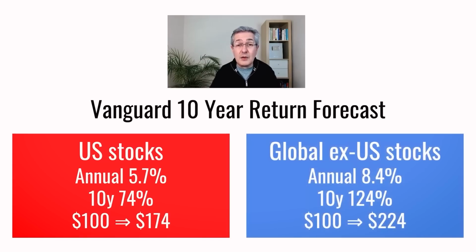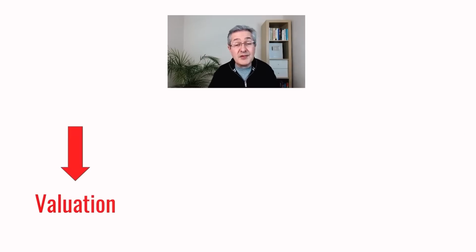However, if you look at stocks globally, excluding the US, the return's significantly higher. Now we're talking about 8.4% per year, which compounds to 124% over a decade. That's almost twice as much, and your $100 will now be turned into $224. So what's behind this outperformance? As we'll see, the US is still relatively overvalued compared to other countries.